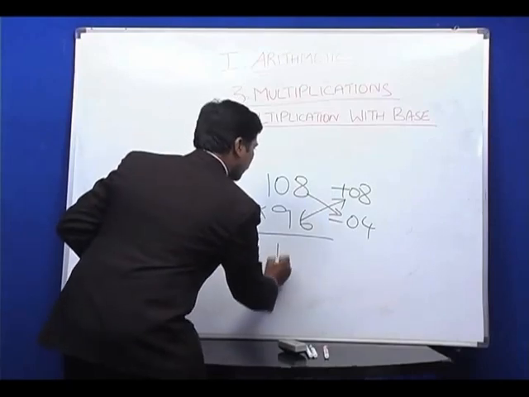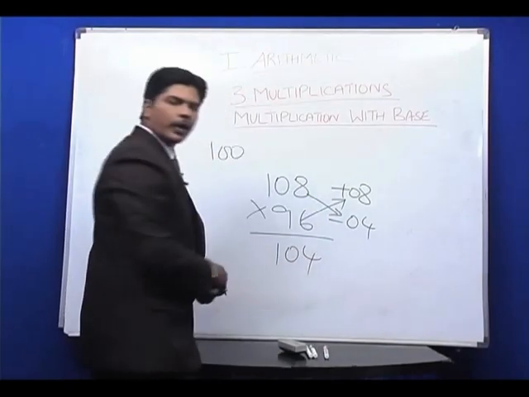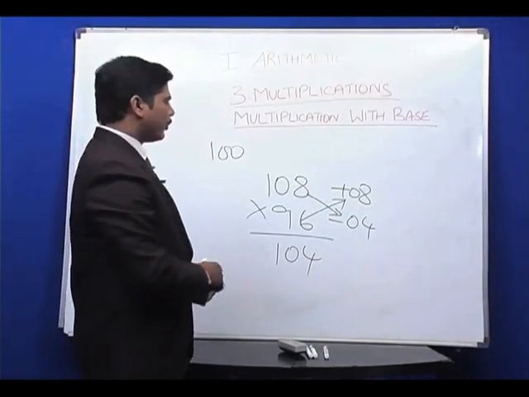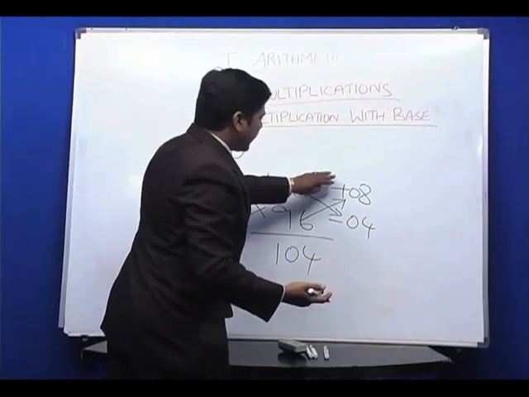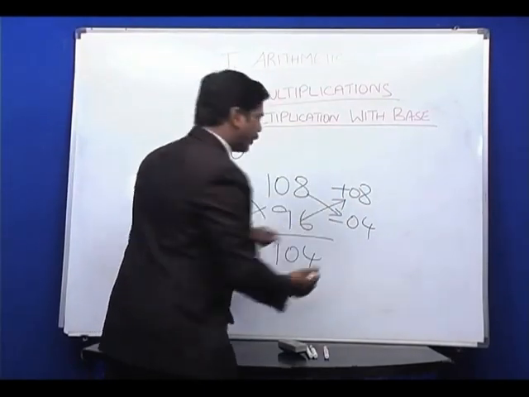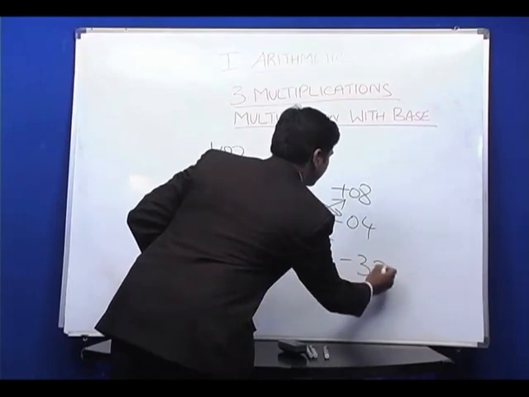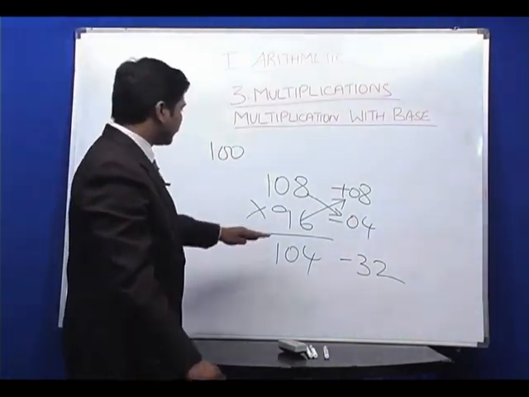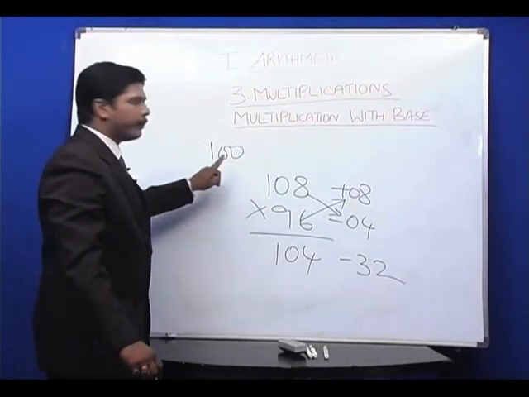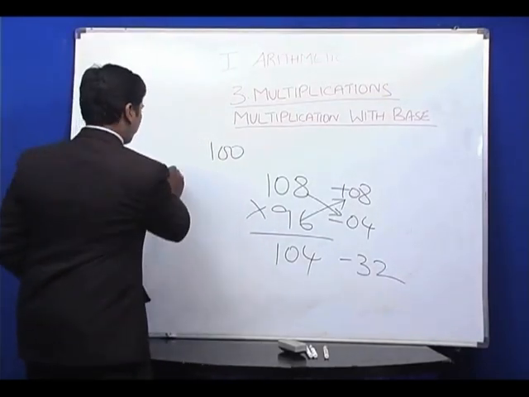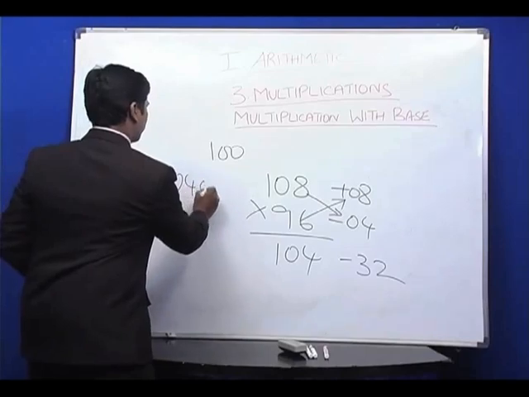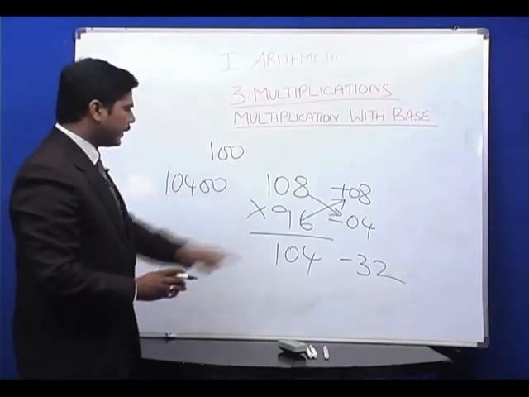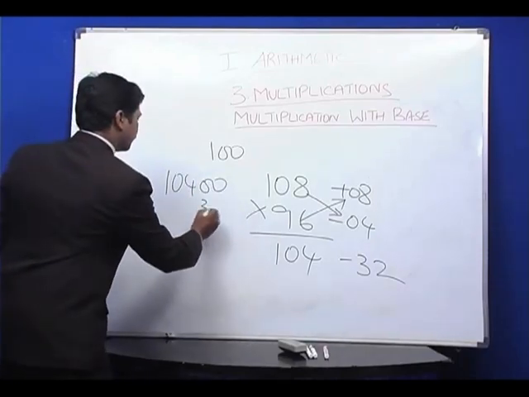The answer is 104. Now go to the RHS one. Plus 8 into minus 4, you get minus 32. That can't be the answer. How to get the perfect answer is the LHS number multiply with the base. That means after 104, put 2 zeros, and from that subtract 32.